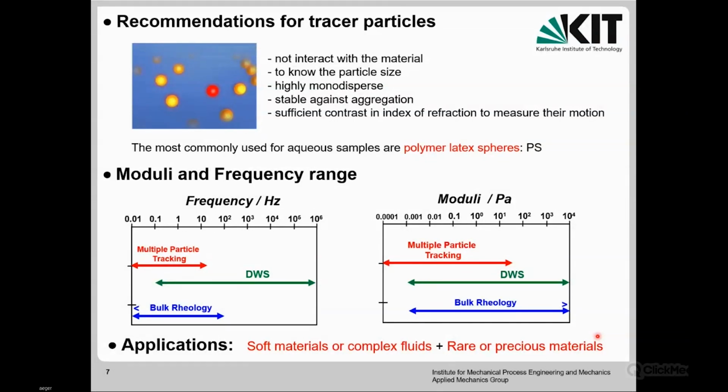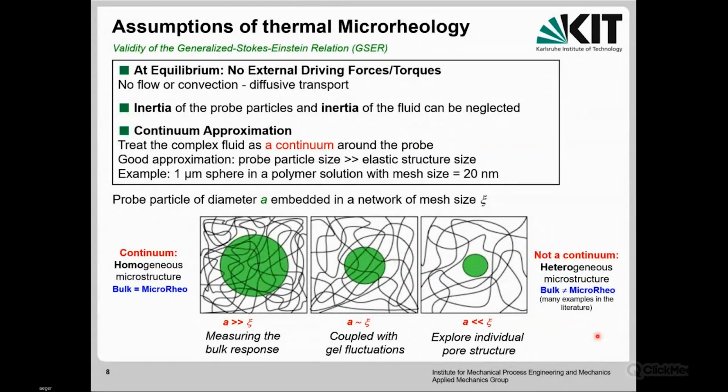Now some assumptions of thermal microrheology. For validity of this generalized Stokes-Einstein relation, there are some assumptions which have to be made. The first one is that you should be at equilibrium. This means no external driving force or torque should disturb the displacement of the tracer particles. This means you should have in your sample no flow or convection effect, and therefore you should be careful to make your measurements only tracking the Brownian motion and nothing else. The second point is that inertia of the probe particles and inertia of the fluid can be neglected. This also has to be assumed.